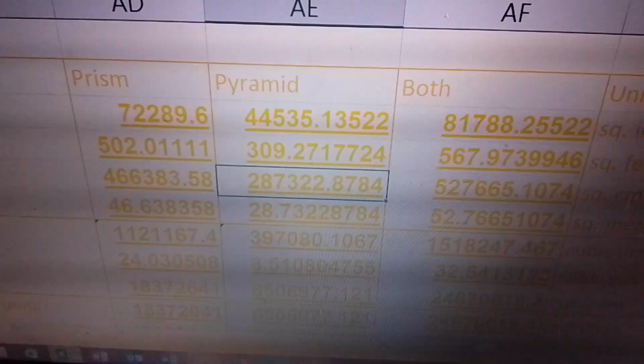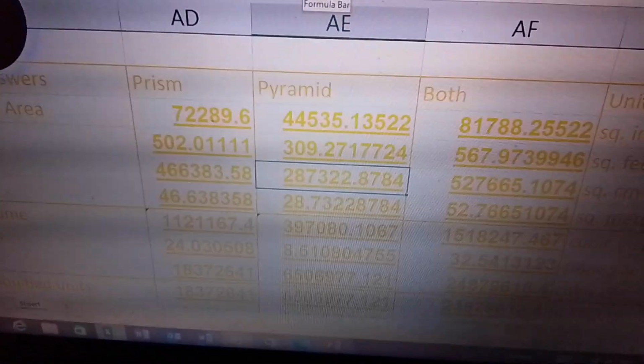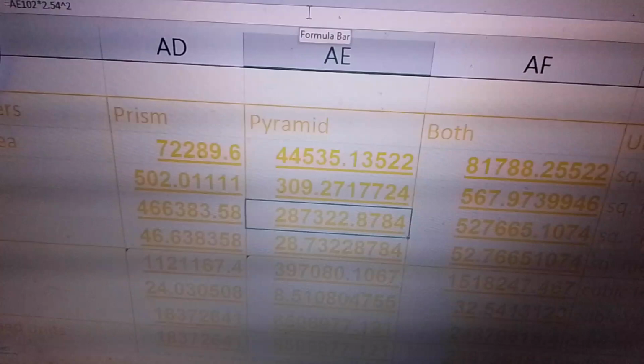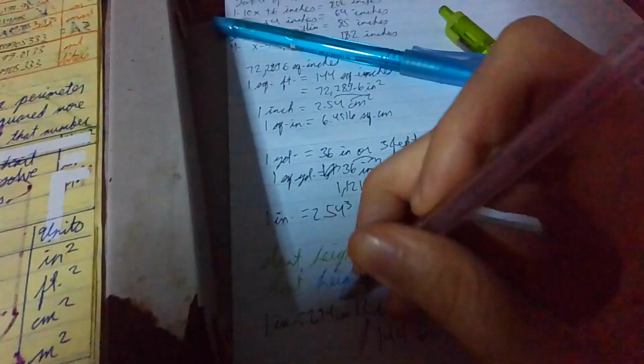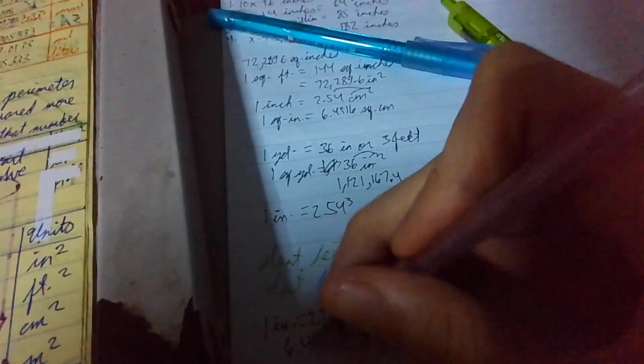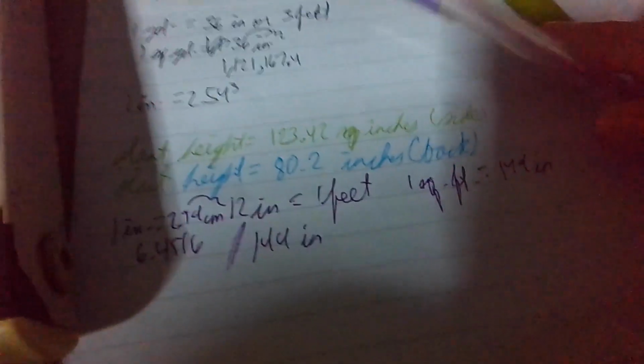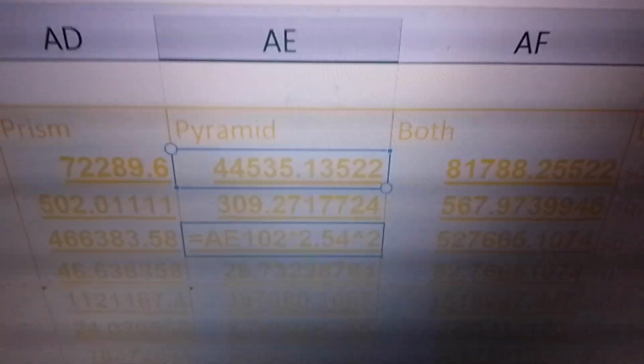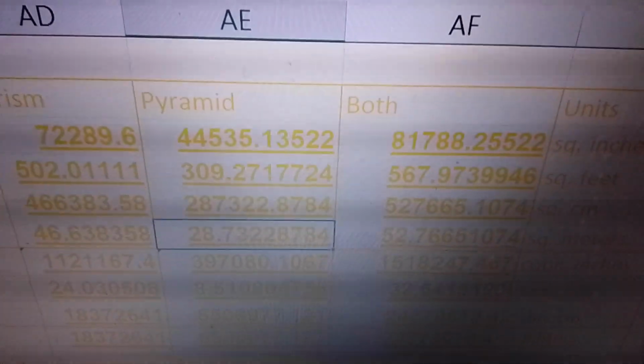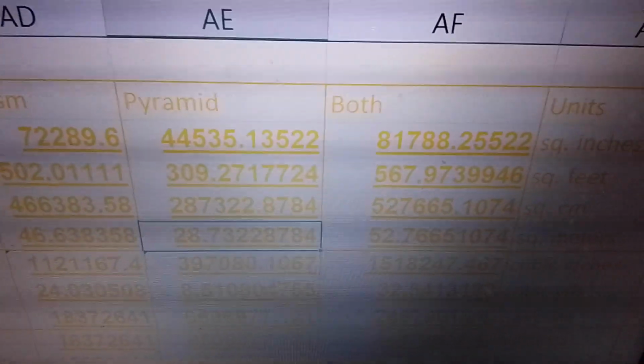Now, the next thing is, we need to convert that to square centimeters. Alright? To convert that to square centimeters, first, we get this one. And remember the conversion, right? 1 inch is 2.54. But squaring it will give you 6.4516. Yes. Alright? So, ganito yung ginawa ko. Therefore, what I did was, A102, the answer here, times 2.54 times 2.54. And we should get this answer. Right? That is converting it to square centimeters.